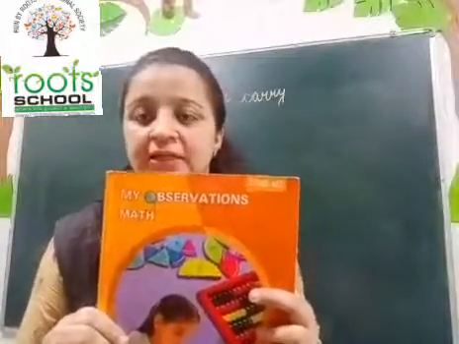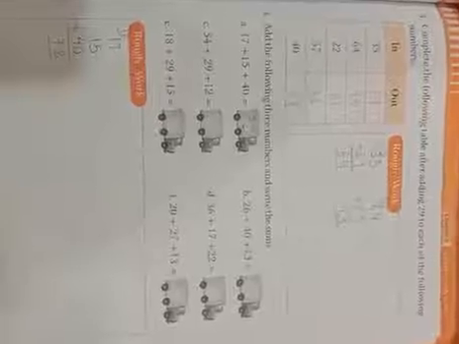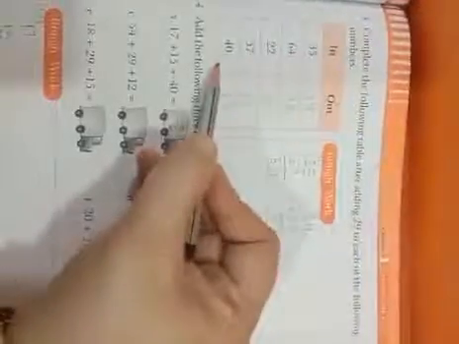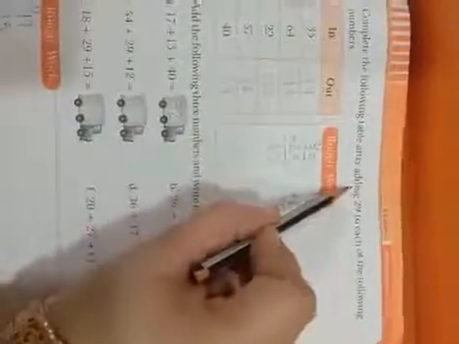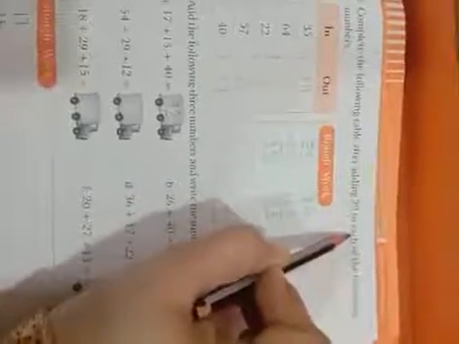Let us start. Children, in your My Observation book, page number 63, question number 1 and question number 2 you all have done. Now we are starting from question number 3. Read the question. Complete the following table after adding 29 to each of the following numbers. What do you have to do in this question? Few numbers are given to you in the column. You have to add 29 to each number.